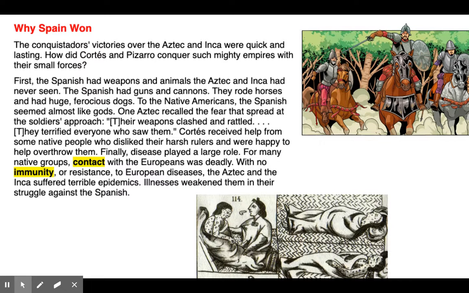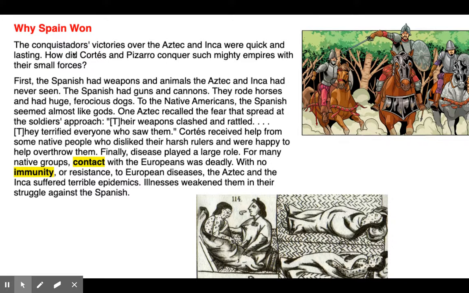Moving to the next section, why Spain won. The conquistadors' victories over the Aztec and Inca were quick and lasting. How did Cortez and Pizarro conquer such mighty empires with their small forces? Remember how large those Aztec and Inca empires were? They were thousands of people, and these guys came in and conquered them with just a few hundred soldiers.